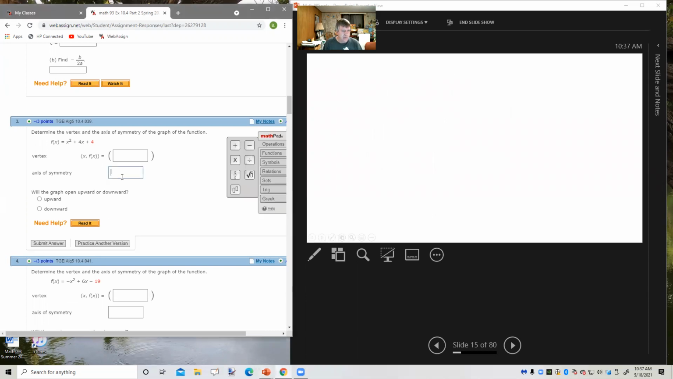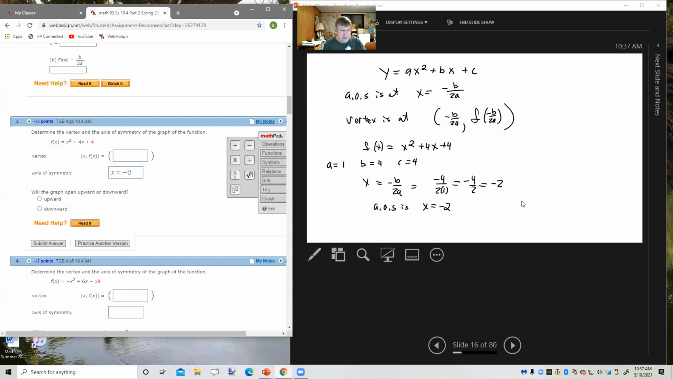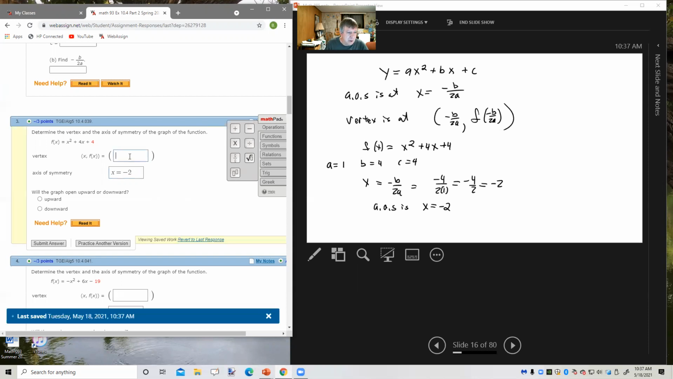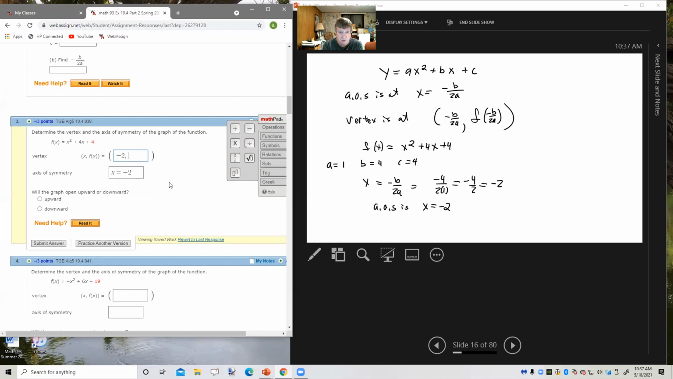So over here, we'll put in x equals negative 2. Again, not just negative 2, but x equals negative 2. Now, I also know that the x value of the vertex is negative 2. How do we find the corresponding y value? Well, if you have an equation or a function and you know an input value, to find the output, just put the input in.